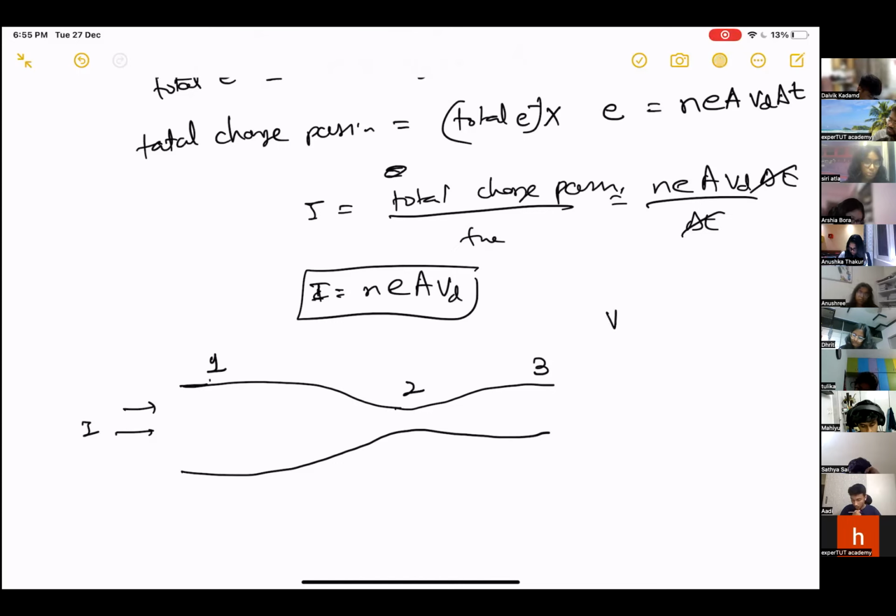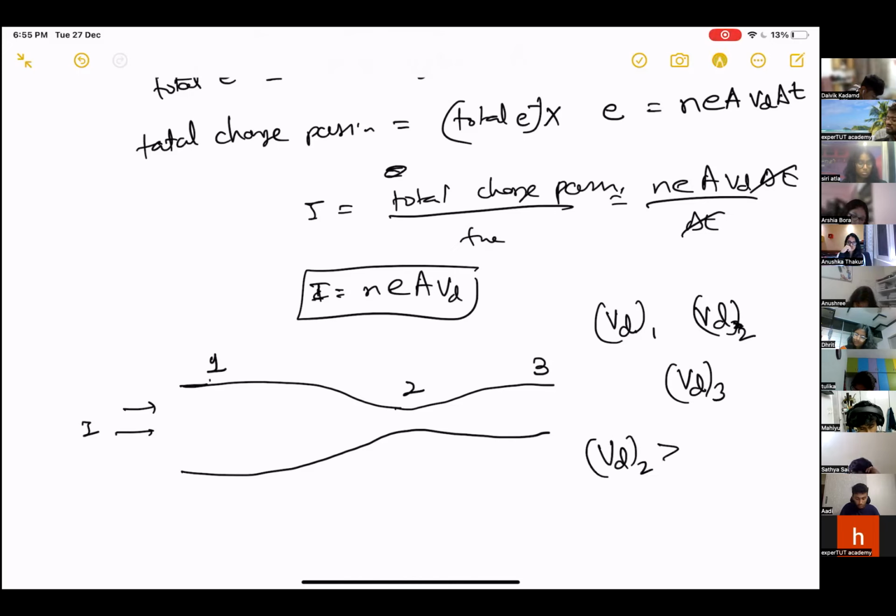So you have to write VD of 1, VD of 2 and VD of 3, and arrange them in increasing or decreasing order using greater-than signs. Is it VD1 greater than VD3 greater than VD2? What is the same in all these? Current. So think again about your answer. VD2 is greater than VD3 is greater than VD1. Yes, because drift velocity is inversely proportional to area.